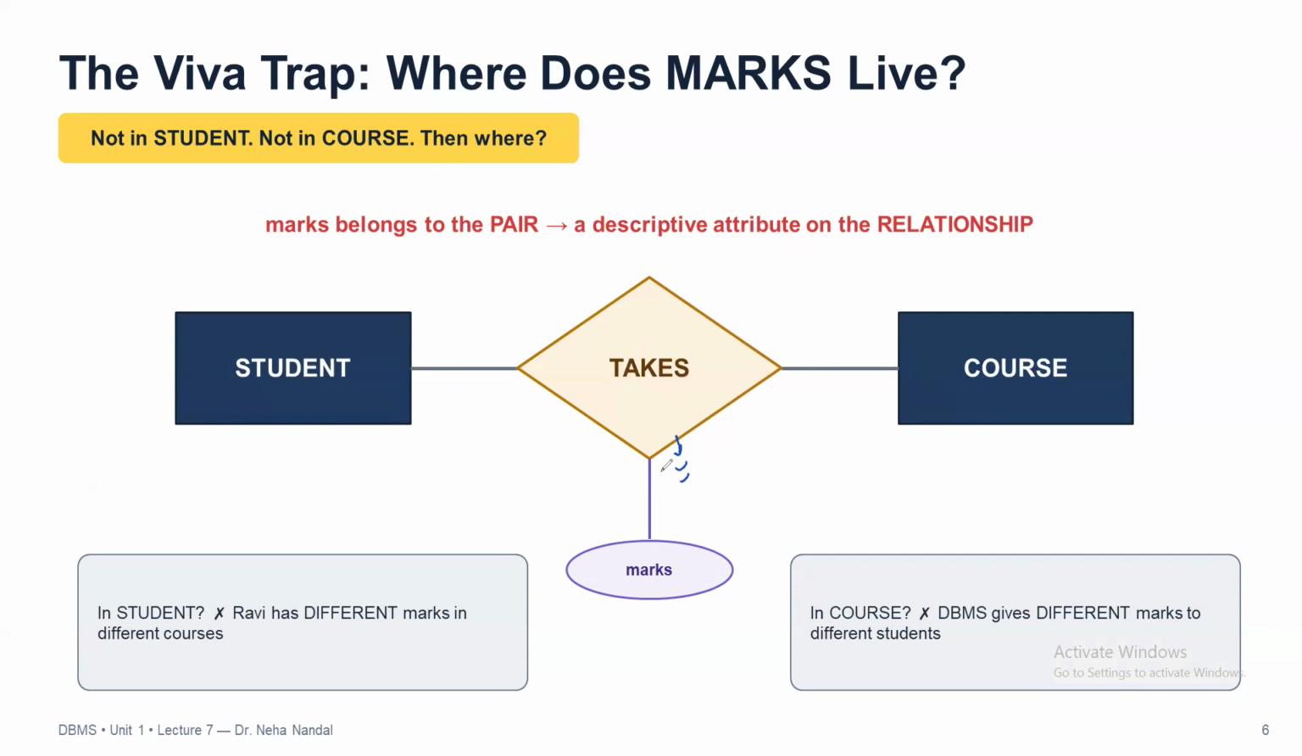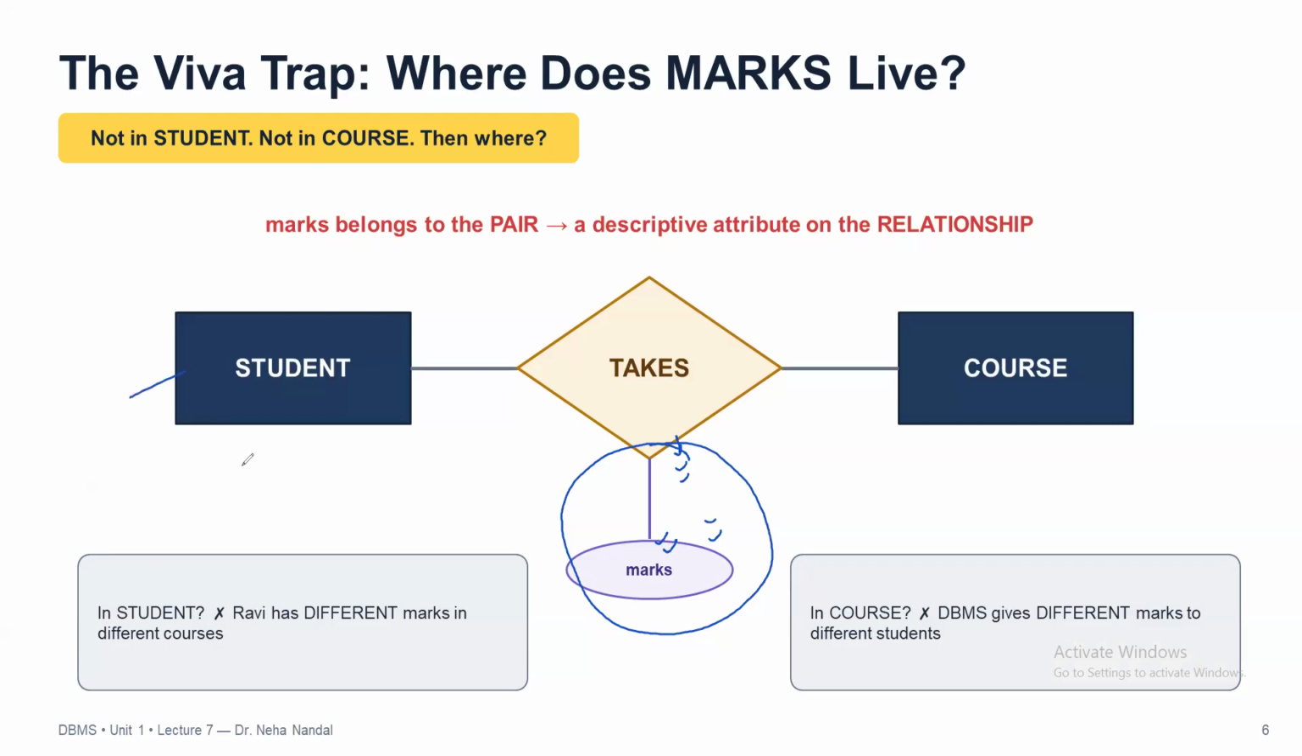Because marks belong to the pair, Ravi takes DBMS, the relationship itself. So we hang the marks ellipse on the diamond, not on any rectangle. So that's why it became the property of the relationship, an attribute of the relationship.